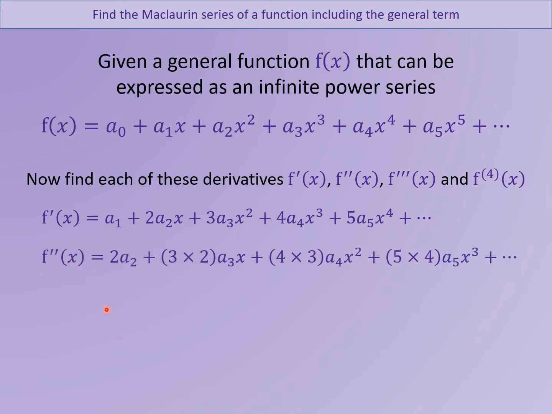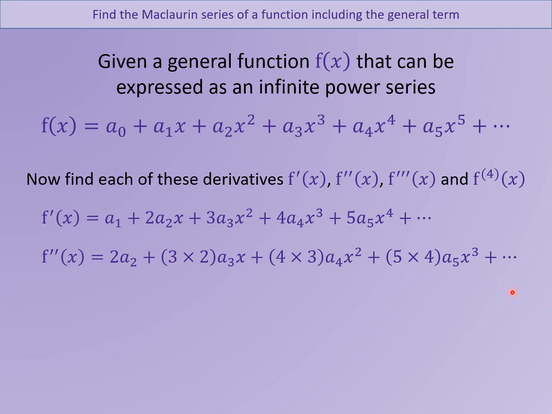Okay, so then you've got to go and differentiate again. So you differentiate it a second time. The a1 this time will cancel out. You're left with the 2a2 next to the x. And this time, this 3 here, but the 2 will come down. So you get this sort of pattern, 3 times 2. Okay, so we've got that.